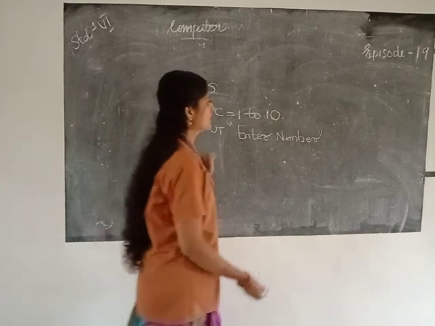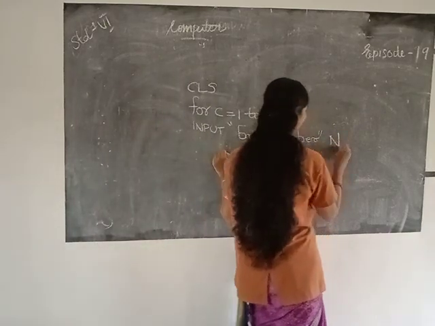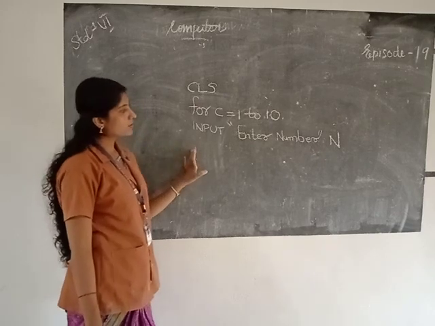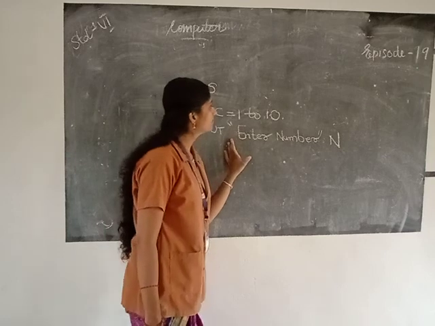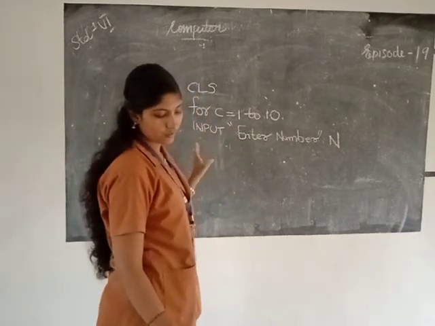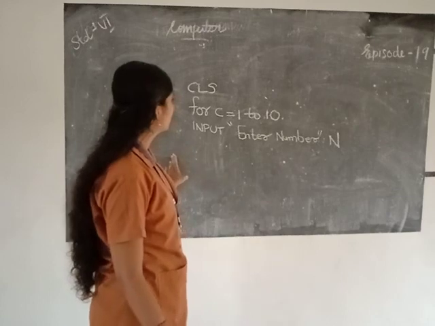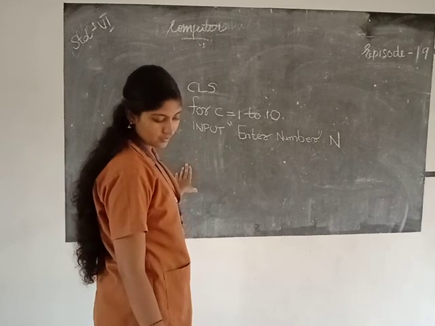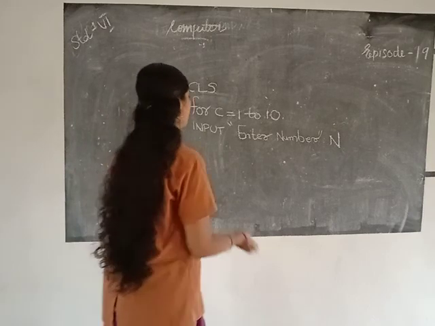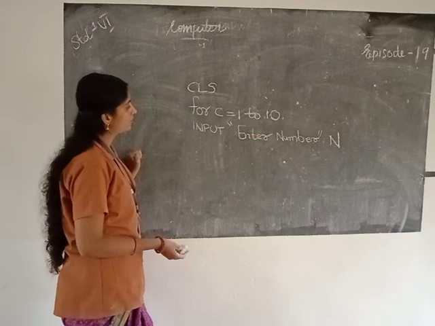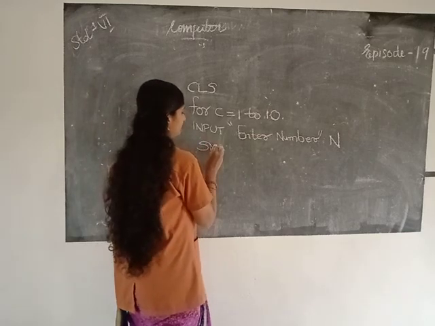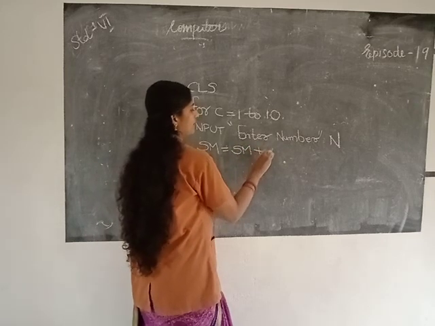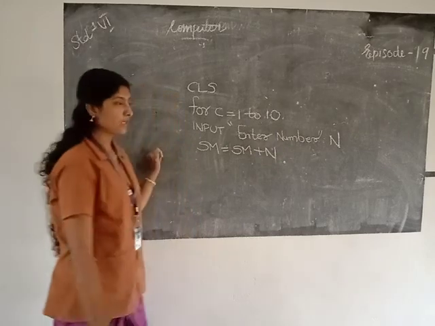Yes. So there is a variable n. Then the next step, n equal to n plus 1, for n equal to 4. There is a variable sum. Sum equal to sum plus n. Sum is equal to sum plus n.